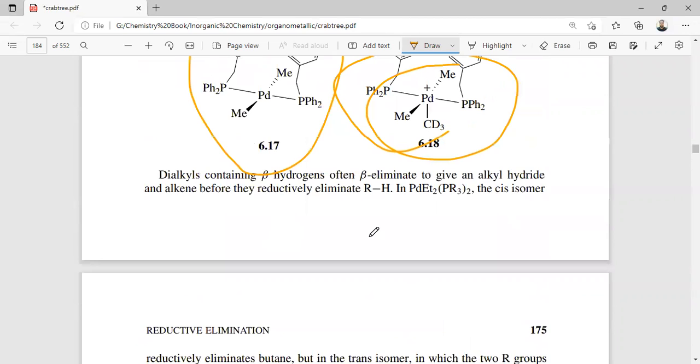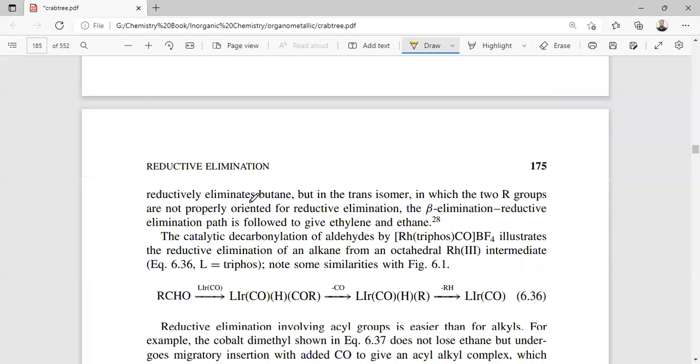So dialkyls containing beta hydrogen often undergo beta elimination to give an alkyl hydride and the alkene before they readily eliminate. In the palladium Et2PR2, the cis isomer reductively eliminates butane, but in the trans isomer, the two R groups are not properly oriented for reductive elimination. The beta elimination path is followed to give the ethylene and ethane.